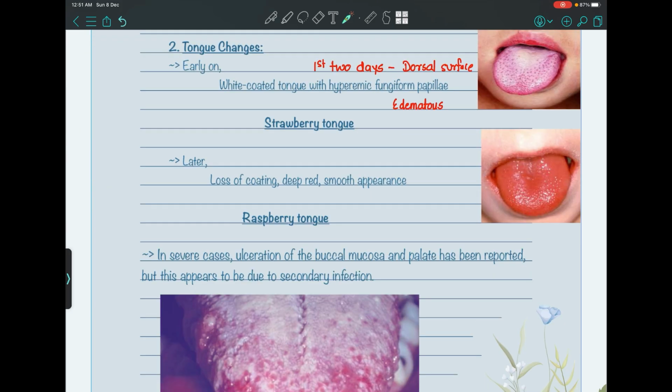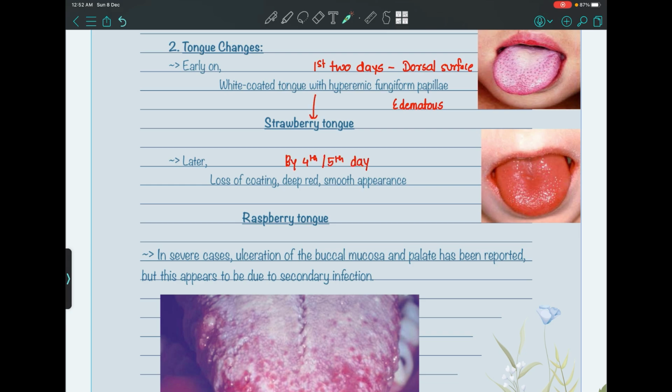The most important changes occur in the tongue early in the course of scarlet fever. During the first 2 days, the dorsal surface of the tongue exhibits a white coating and the fungiform papillae are edematous and hyperemic, projecting above the surface as small red knobs. This phenomenon has been described clinically as strawberry tongue.